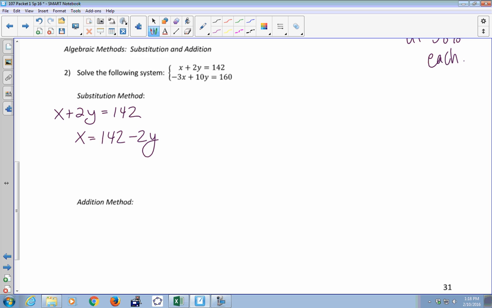All right, once you have a variable solved for, then you write down your other equation, negative 3x plus 10y equals 160. And then you recopy this whole equation, but anywhere you see an x, you're going to replace it with the expression that x equals. You substitute it because they are equal.